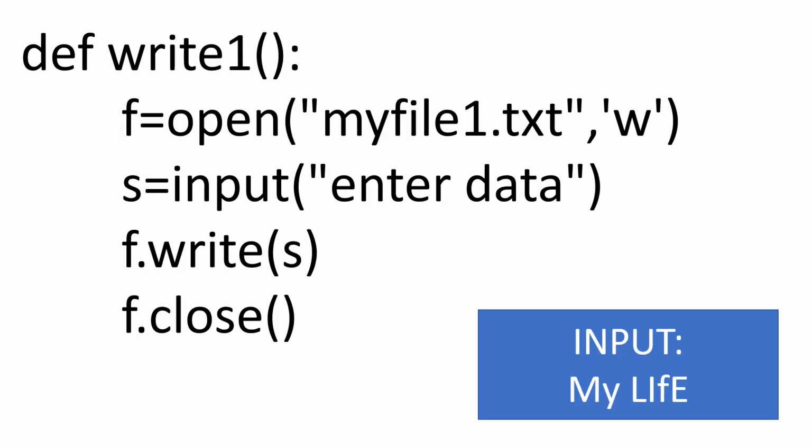So to create a function, first we have to write the function with the help of def. Write1 is the name of the function given in the question, and then we are opening the file myfile1.txt in write mode, and then here we are entering data. We are entering a paragraph. Here I have considered the data as my file. I am inputting this data as S, and then this statement will write the content inside S into the file F, that is myfile1.txt, and then after this we will close the file.